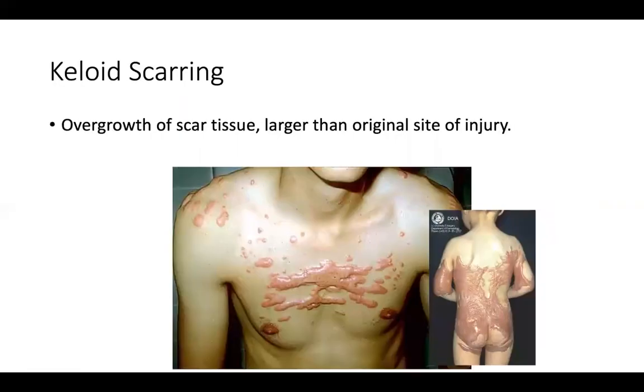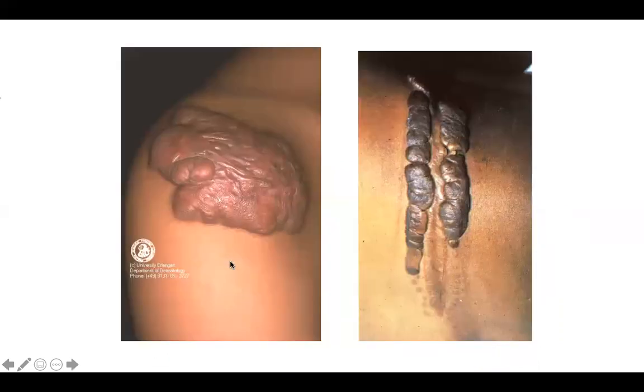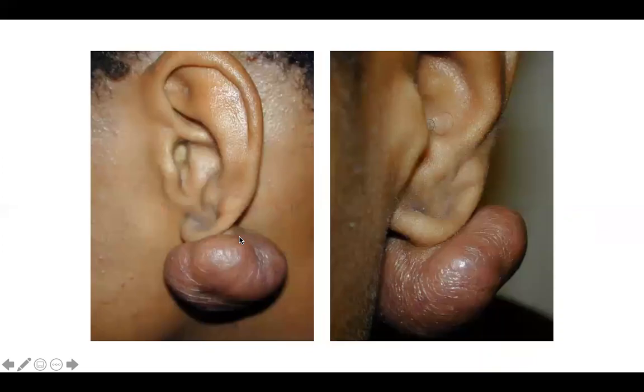What about abnormal scar tissue? So things that can happen is that there can be keloid scarring, where you have scarring outside the borders of the injury site. So it grows around. This looks like it's a burn with keloid scarring. So wherever the burn site was, it's raised, but it's also outside of the original site. Here you can see it as well. So these are typical keloid scars.